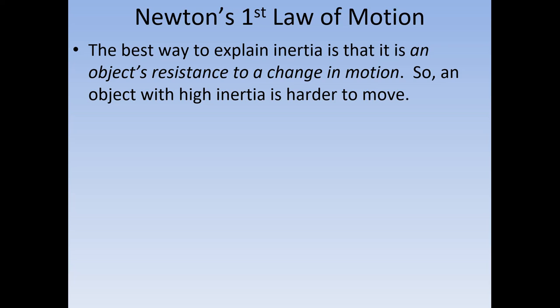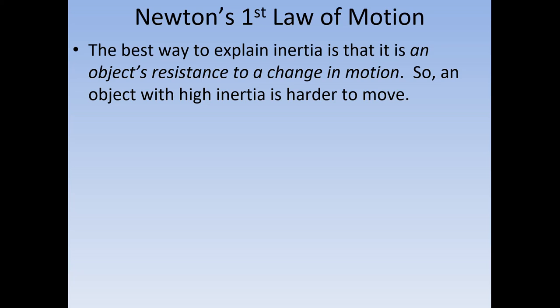If we look at two objects, let's say one of them is a tennis ball and the other one is a bowling ball. One of those objects is going to be more resistant to changing motion. If they're both at rest, one of them is going to require more force to get it to move, and to even get it moving as fast as the other one. If they're both moving, one of them is going to require more force to stop that motion. And we all know that that's the bowling ball. The bowling ball is the one that has more inertia.